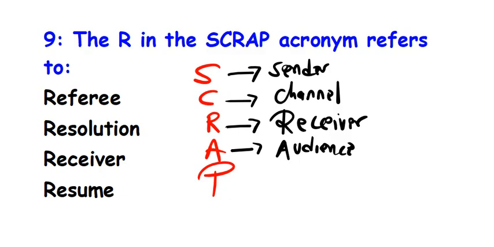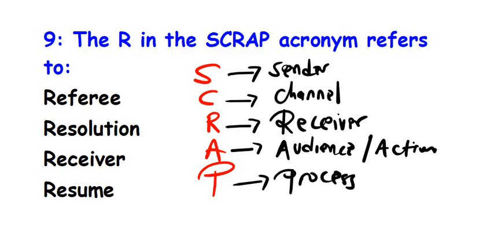Now the A in this case can also mean the action that is going to be taken, okay? Let's say the receiver has received the information, okay? Now that action that they're going to take can be the A again. Then the P in this case, we're talking about the process, okay? The process is going to take that information, or the purpose. Let's say the purpose of that information, okay? Why are you conveying this message to this audience? Why? Okay, so that is the purpose. So in this case, the R in the SCRAP acronym refers to the receiver.